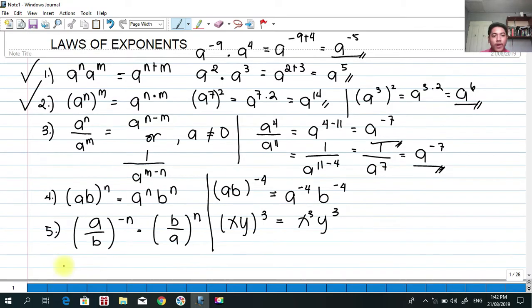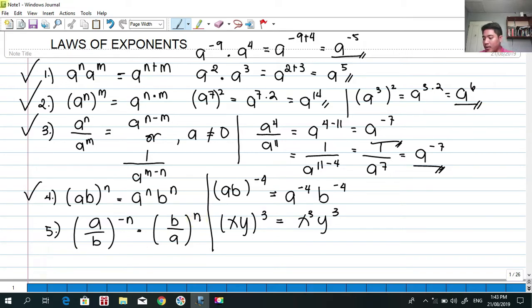So, for number 5 law, we have a rational here, a numerator and denominator, where a and b are any integer variables. What will happen? A over b raised to negative n, we can get the reciprocal of that. It would be b over a, but the exponent is changed in terms of sign. So we can always do that.